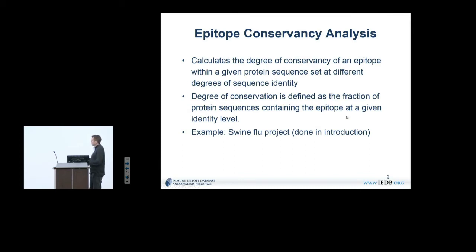So there's the two things. You have a set of proteins, and you're asking how conserved is my peptide in each of these proteins. And then the degree of identity is, for each of these proteins, how much percent of the residues are conserved.